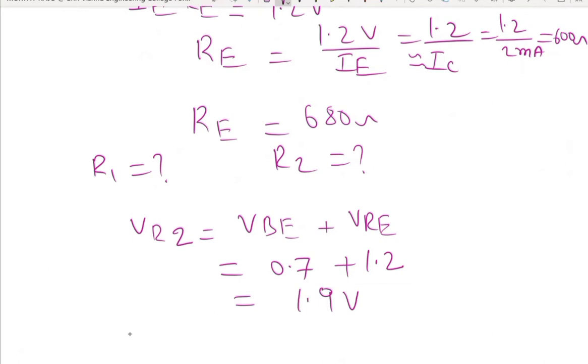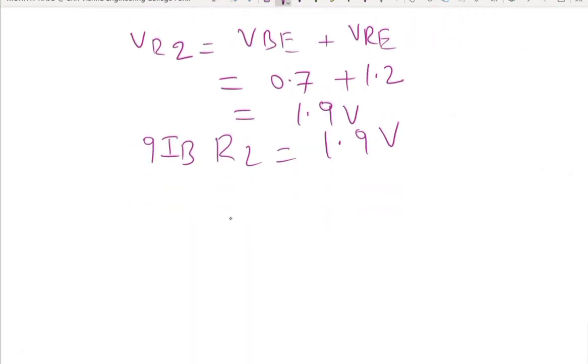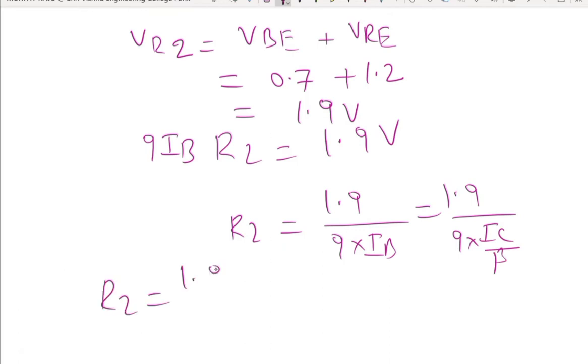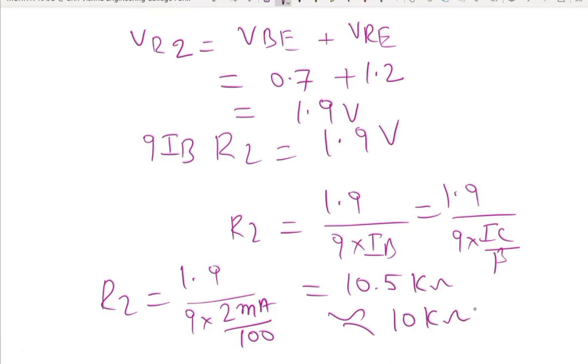We know that VR2 is the voltage drop across R2. The current flowing through this is 9IB. 9IB into R2 is equal to 1.9 volts. Therefore, R2 is equal to 1.9 by 9 IB, where IB is equal to IC by beta. Therefore, R2 is equal to 1.9 by 9 into 2 milliamps by 100. That value is equal to 10.5 kilo ohms, nearly 10 kilo ohms.